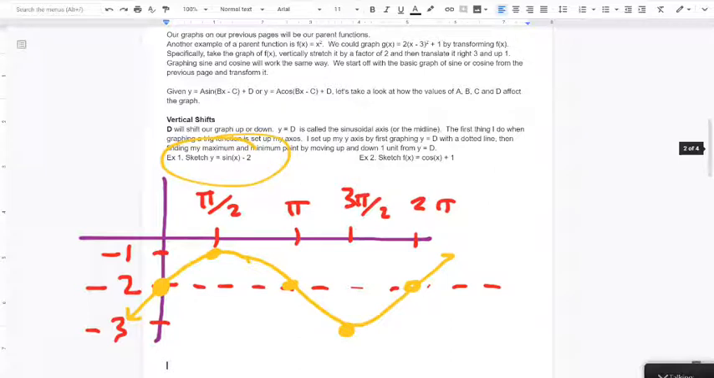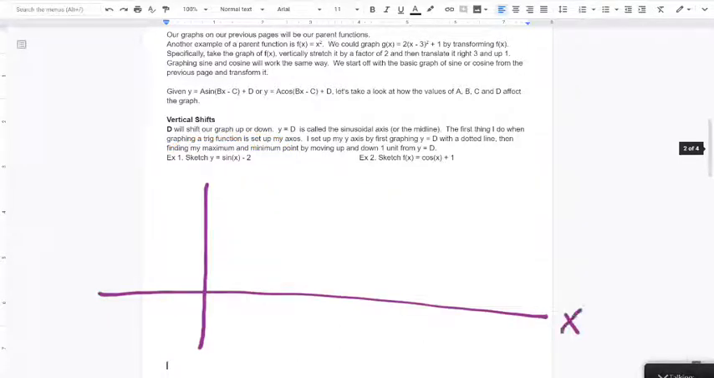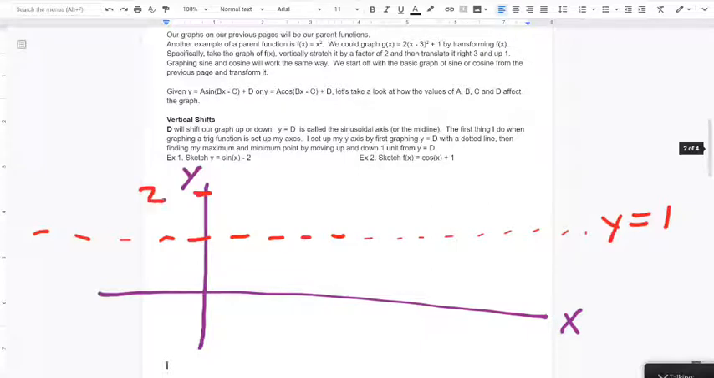Now let's try f of x equals the cosine of x plus 1. Okay, so I've got my x-axis and my y-axis. Now this graph is going to be shifted up 1. So I'm going to plot my midline right here at y equals 1. And then on my axis, I'm also going to plot my max and my min. So 2 there, and then we also have the origin, which represents the minimum of our graph here. Our x-axis is going to be set up the same way, because we haven't changed the period yet, but that will be changed later on.